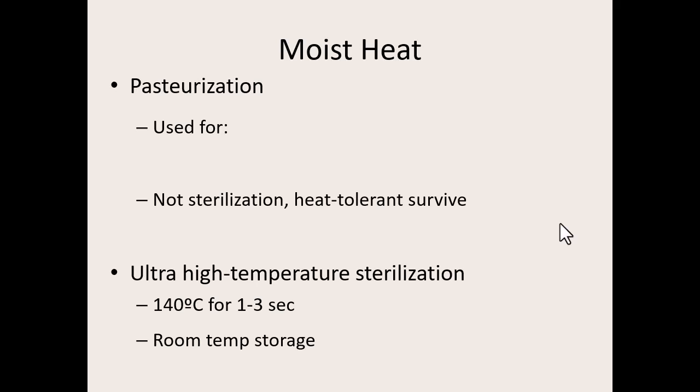However, there is something called an ultra-high temperature sterilization pasteurization process. This is where we can actually pasteurize milk to the sterilization level. It's done under pressure, so that we can actually get the fluid up to 140 degrees Celsius. And if we can do that even for 1 to 3 seconds, it will kill everything. And it allows you to have milk that is shelf stable.